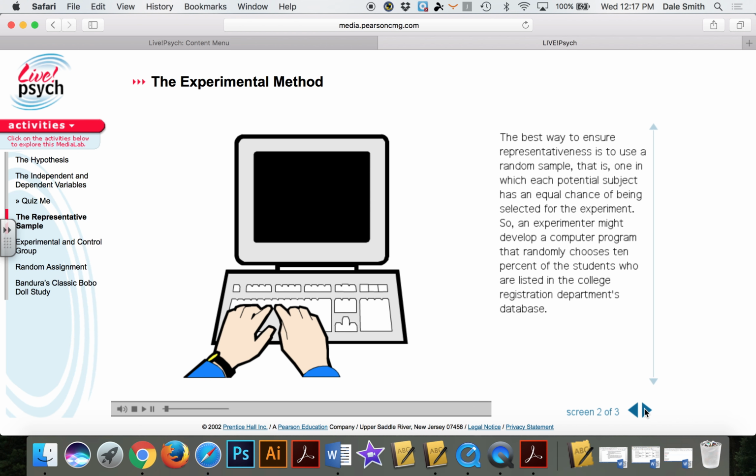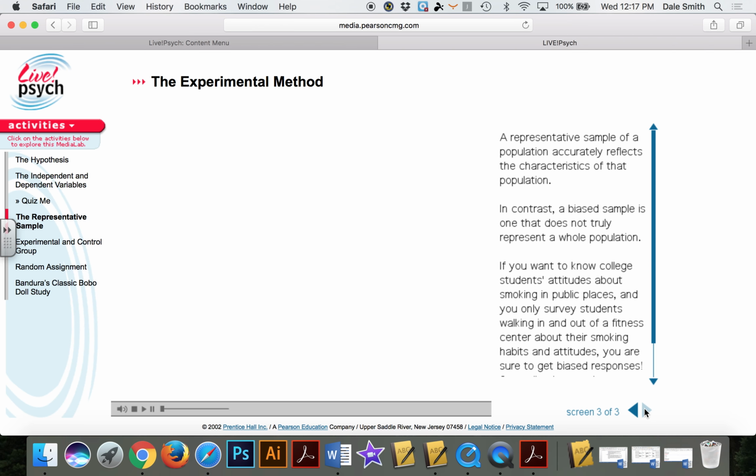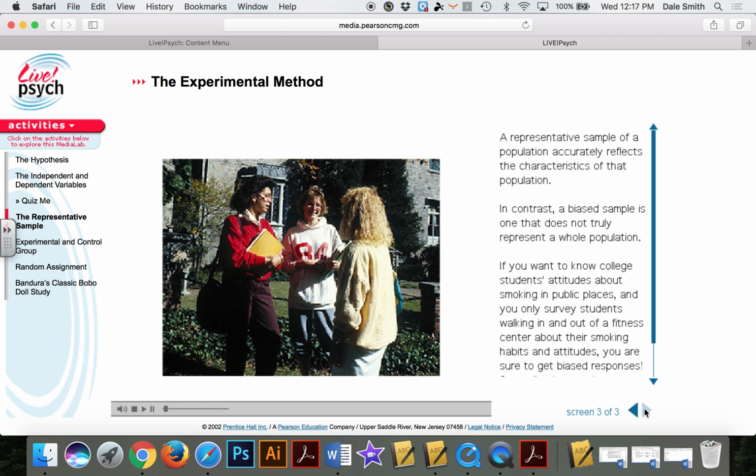The best way to ensure representativeness is to use a random sample, that is, one in which each potential subject has an equal chance of being selected for the experiment. So, an experimenter might develop a computer program that randomly chooses 10% of the students who are listed in the college registration department's database. A representative sample of a population accurately reflects the characteristics of that population.